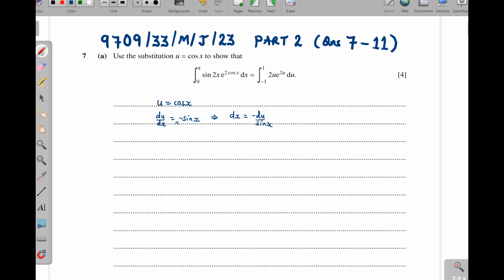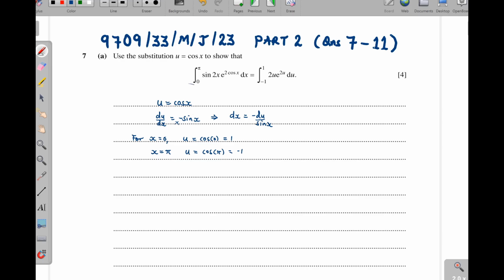Then we need to also change the limits. So for x equal to 0, u will be equal to the cosine of 0, that is a 1. And then for x equal to pi, u shall be equal to the cosine of pi, and that is a negative 1.